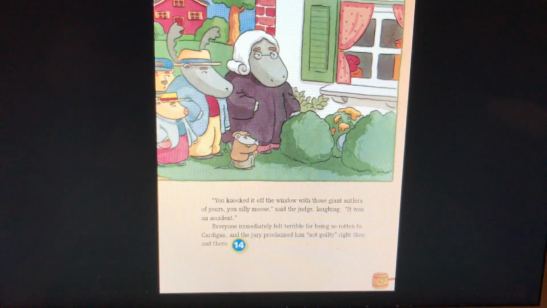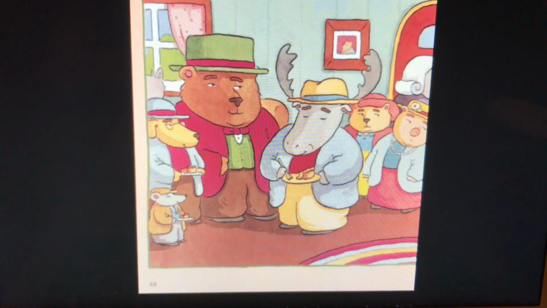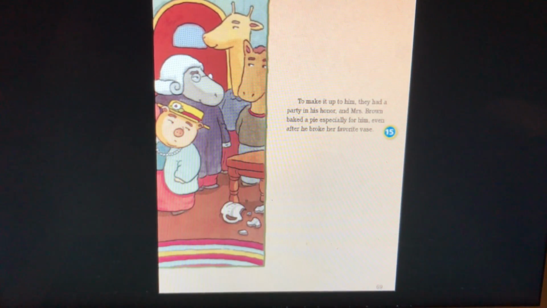It was an accident. Everyone immediately felt terrible for being so rotten to Cardigan, and the jury proclaimed him not guilty right then and there. To make it up to him, they had a party in his honor, and Mrs. Brown baked a pie especially for him, even after he broke her favorite vase.